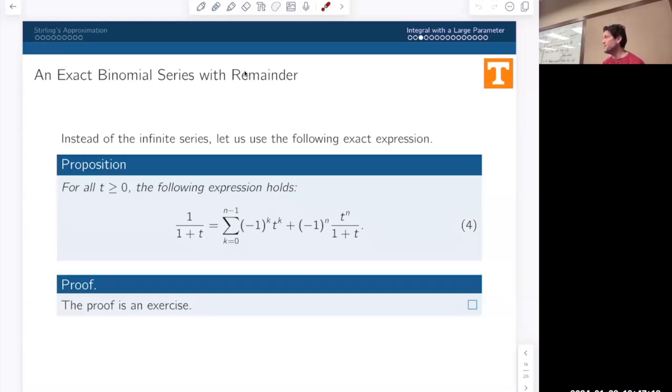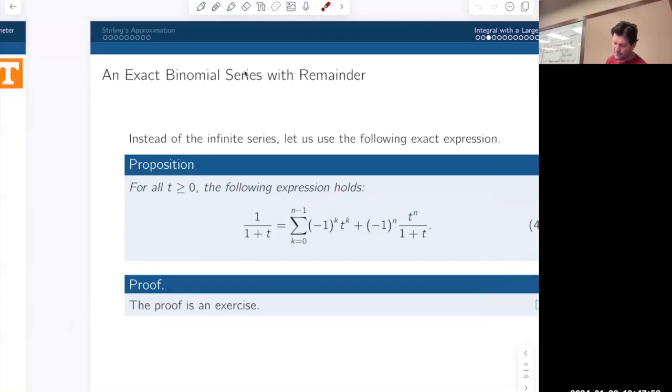We want to replace 1 over 1 plus t with a series, but it can't be a series with an infinite number of terms because that doesn't necessarily converge. However, we can make a finite or a truncated series with an exact remainder. And it turns out this is a pretty cool little result that we can get a nice exact expression for the remainder term. Okay. So I'll let you cook this up or prove this as a homework exercise. And we'll just take it as being valid.